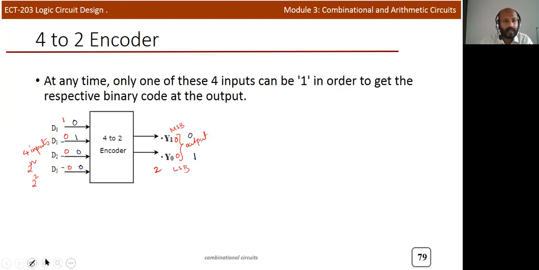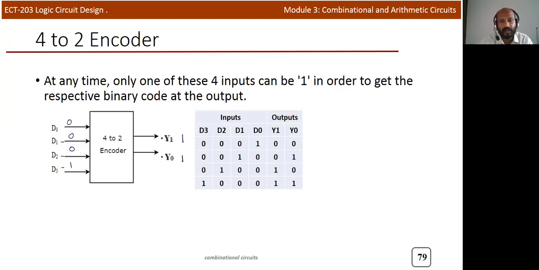Now again we can consider another combination, 0, 0, 1, 0: D2 is 1 and all other inputs are 0. So you will get 1, 0, which is the binary equivalent of 2. When the D2 line is 1, we get the binary equivalent in the output lines. Now we can consider another possibility, 0, 0, 0, 1: D3 is 1, so we'll get the binary equivalent of 3 at the output lines. So this is the working of the 4 to 2 encoder.